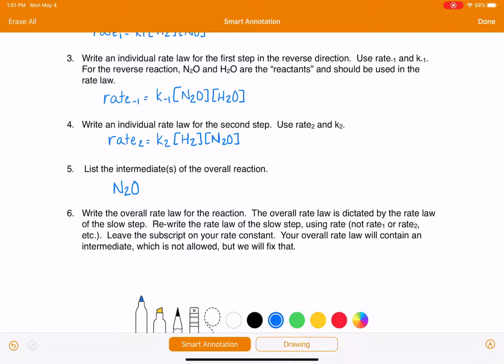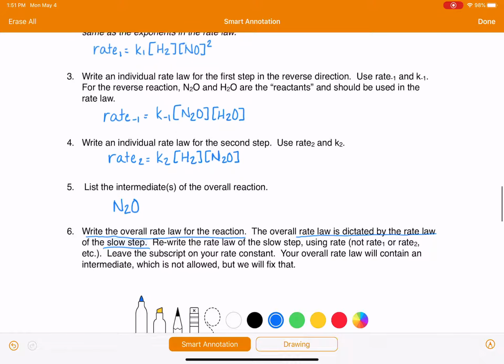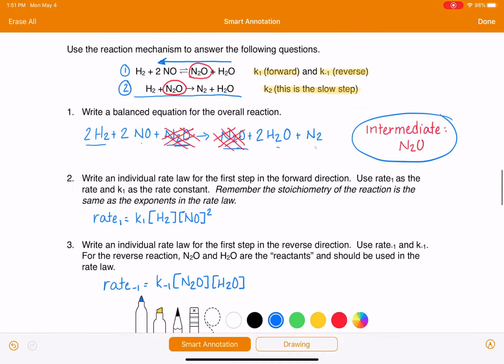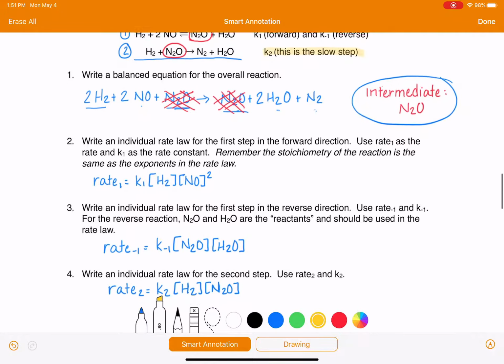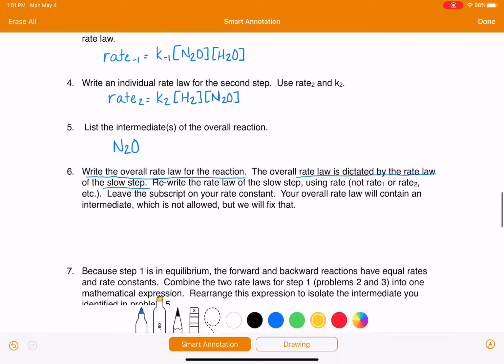So now we want to, step 6, write the overall rate law of the reaction. In the previous problem, we learned that the overall rate law is going to come from the rate law of the slow step. So let's go back up and figure out which one is our slow step. Our slow step is step number 2. So the rate law for elementary step number 2 is going to lead us to the rate law for the overall reaction. So here is our rate law for step 2, the slow step.